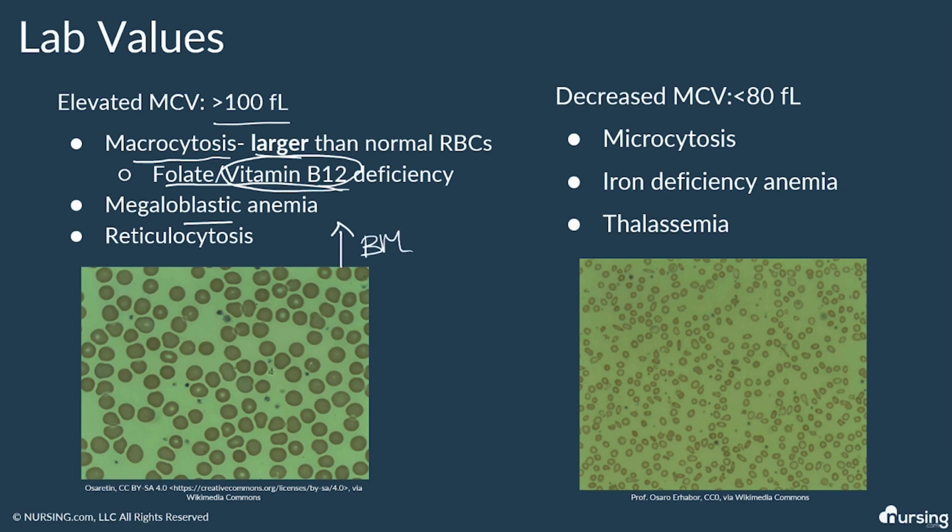It will be decreased or below 80 femtoliters in microcytosis, or smaller than normal red blood cells. This is going to be the case in iron deficiency anemia and a rare blood disorder, thalassemia. Now, look at these images. You can see this is macrocytic and this is microcytic. That's when we see the difference in lab values.